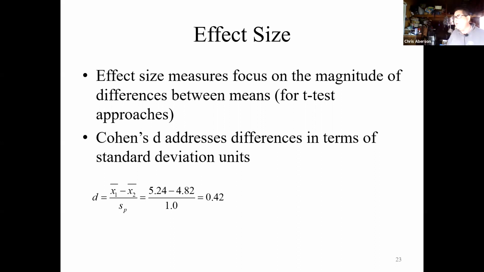There's a statistic called Cohen's d, also known as a standardized mean difference, that addresses differences in terms of standard deviation units. You can see the formula is relatively simple. It's just the difference between the means over the pooled standard deviation. What it gives us is a value in standard deviation units. You might also notice that this gives us a value that's basically a z-score. What does this tell us? This tells us that there's a 0.42 standard deviation difference between the two groups.